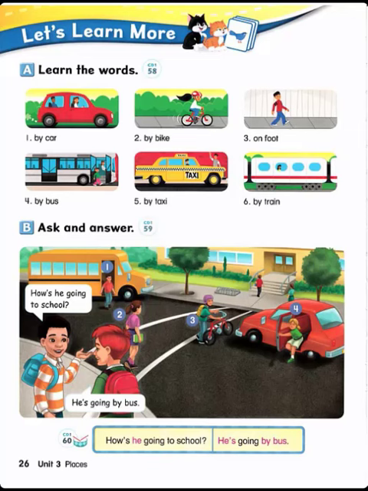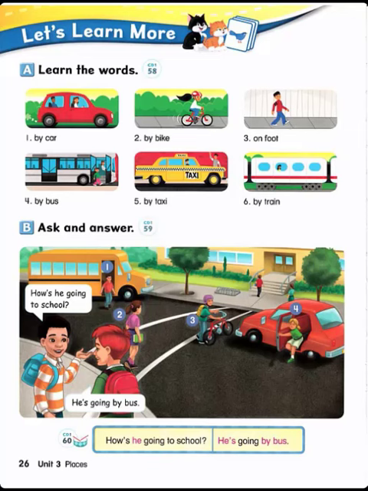Page 26. B. Ask and answer. How's he going to school? He's going by bus. Number 1. How's he going to school? He's going by bus. Number 2. How's she going to school? She's going on foot.